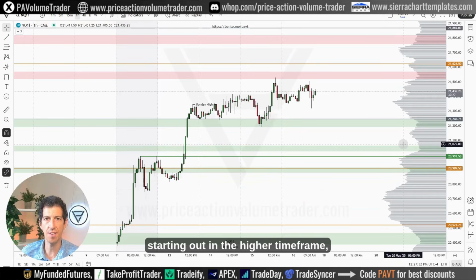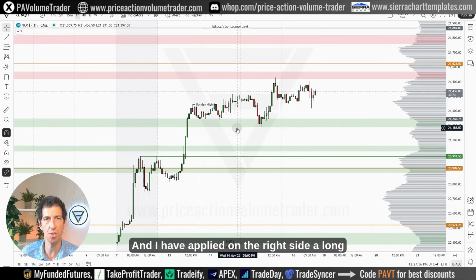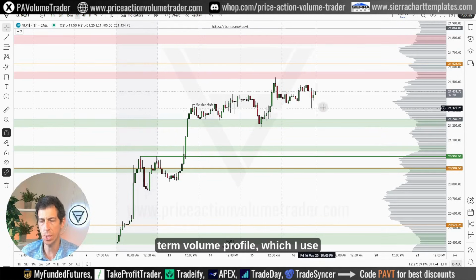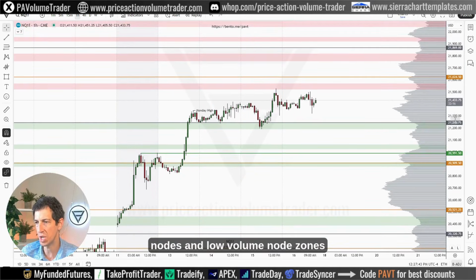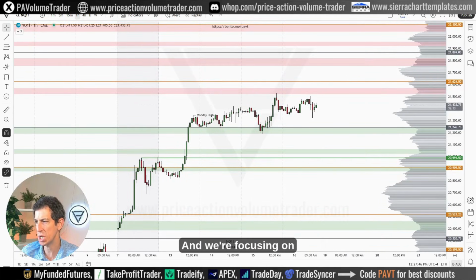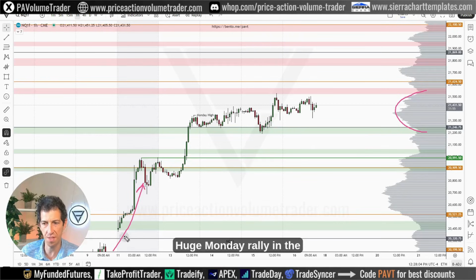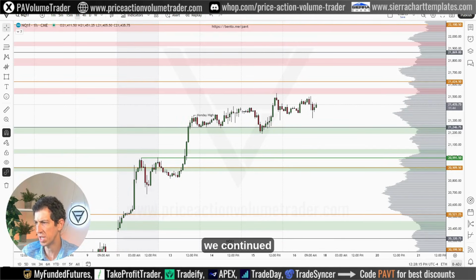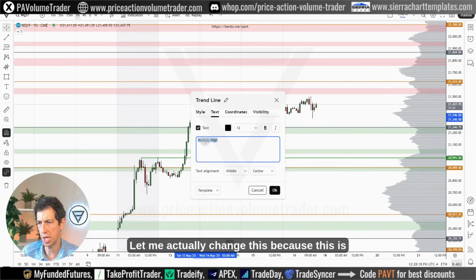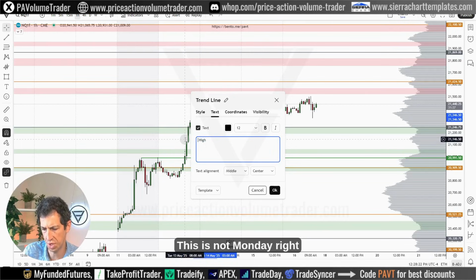Starting out in the higher time frame, this is an hourly chart, and I have applied on the right side a long-term volume profile, which I use to identify the main high volume nodes and low volume node zones at the edges. We're focusing on this high volume node right here. You can see this week we've had a very nice bullish week, a lot of positive news, a trade deal with China, etc. That led to a gap up open on Sunday and a huge Monday rally in the overnight hours. And you can see that on Tuesday, we continued to break higher. Let me actually change this, because this is Tuesday, not Monday.